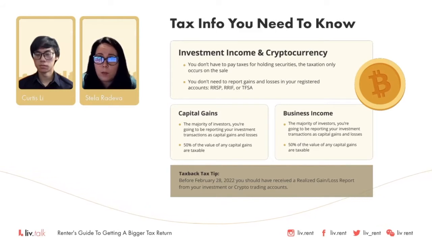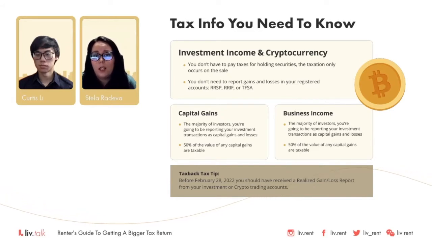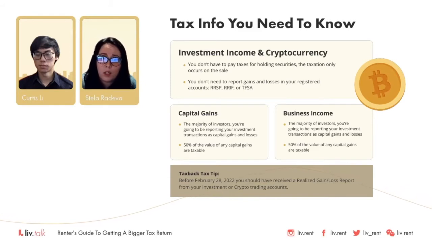And for any investment income, you should receive a T5 slip from your bank or financial institution, unless, of course, the investment income is under 50 Canadian dollars. Then the CRA doesn't tax income under this amount, so you won't get a T5 slip.